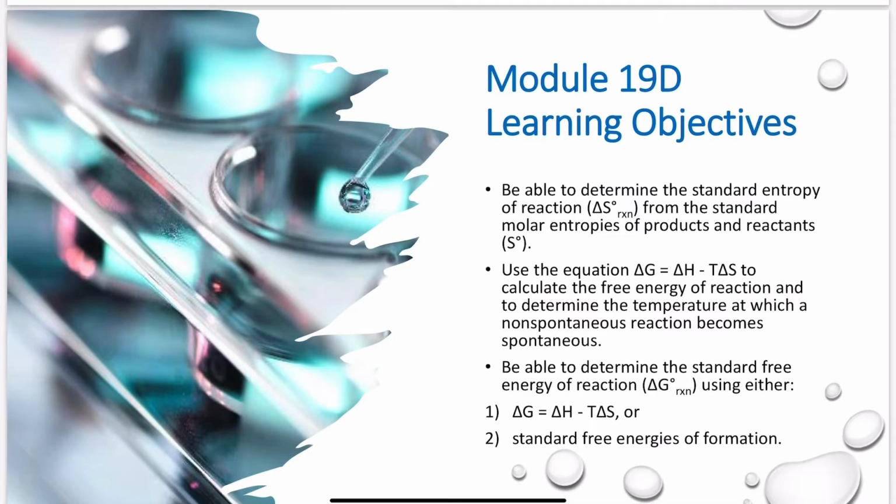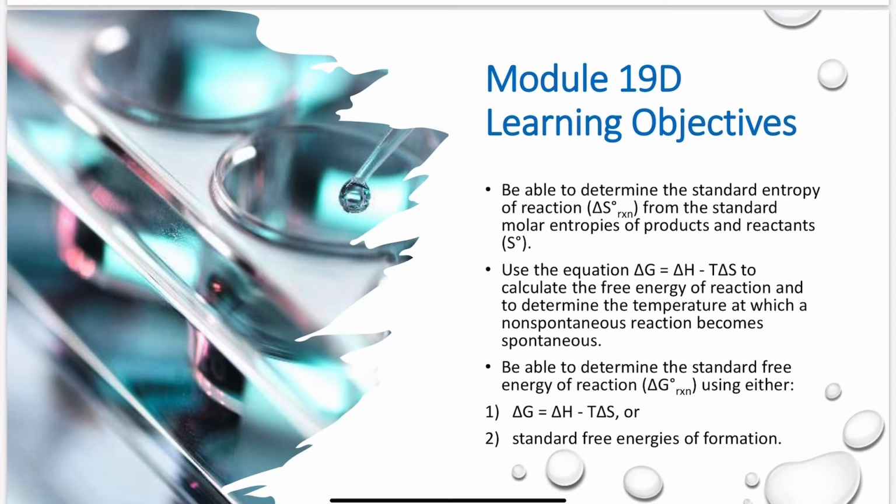For Module 19D, we're going to delve back into what we covered in first semester and see how we can apply it to second semester. You should be able to determine the standard entropy of reaction from the standard molar entropies of products and reactants. This is very similar to what we did with enthalpy in first semester, using Hess's law.